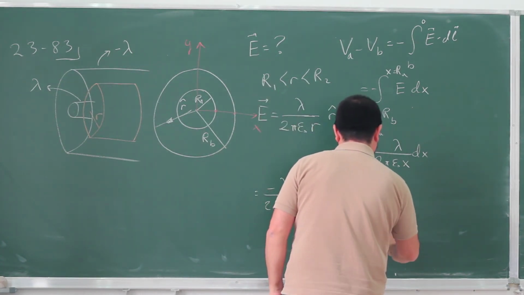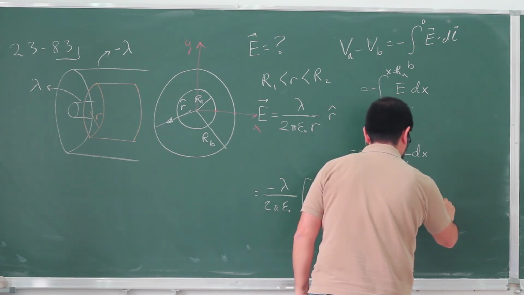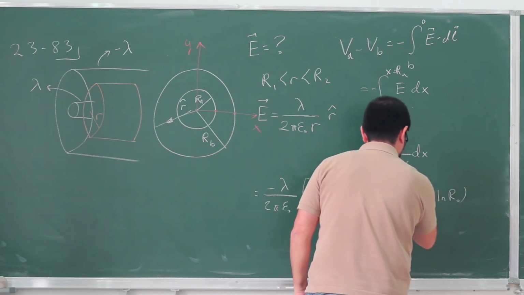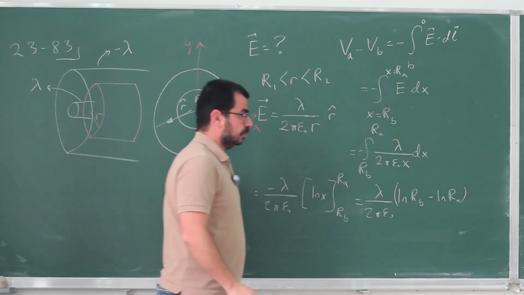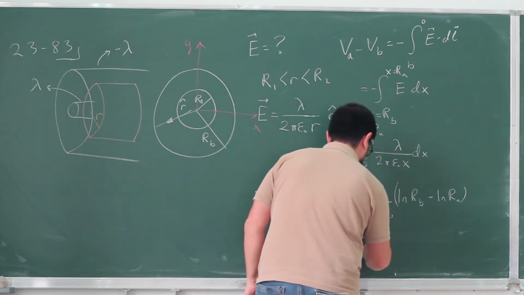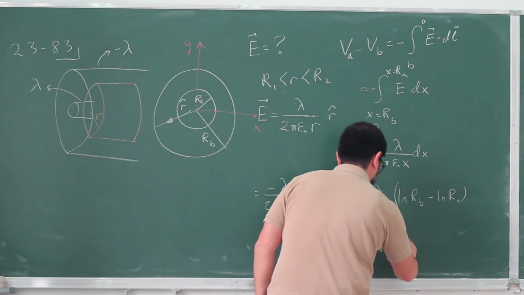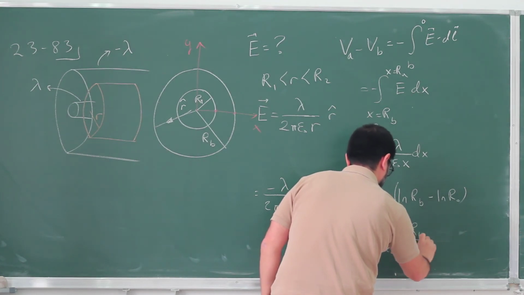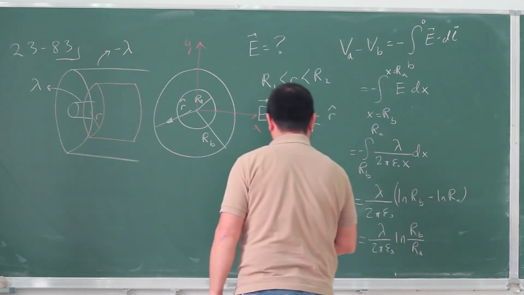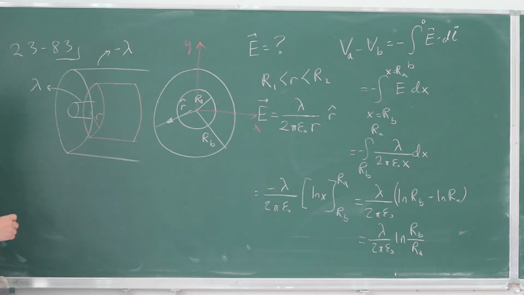So this is lambda over 2 pi epsilon naught times ln Rb minus ln Ra. And this is the difference of logarithms. The difference of logarithms is the logarithm of ratios. So this will be lambda over 2 pi epsilon naught ln Rb over Ra. Okay? Which is compatible with the expression given in the book.